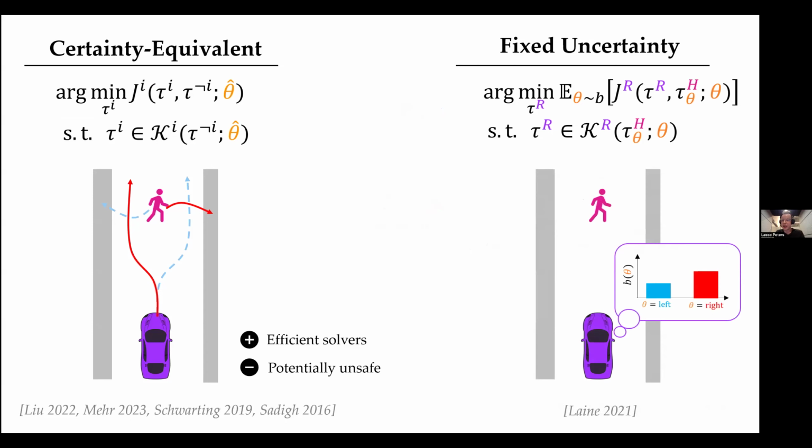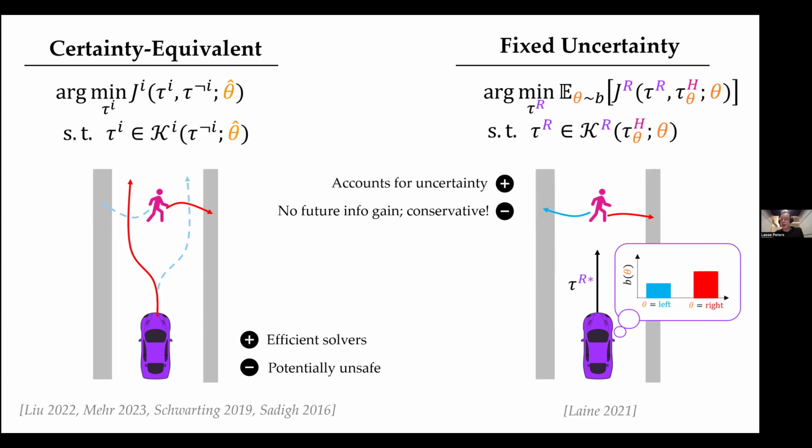If we think about our example here, because we have some non-zero probability mass for them to go left or right, and we want to pass behind the human, one safe thing to do is just to come to a full stop to certainly avoid a collision. The nice thing is that this accounts for uncertainty, and it captures the entire belief without reducing it to a point. But the problem is that this doesn't model future information gains, so it doesn't model the fact that this belief will change in the future. This may be overly conservative.